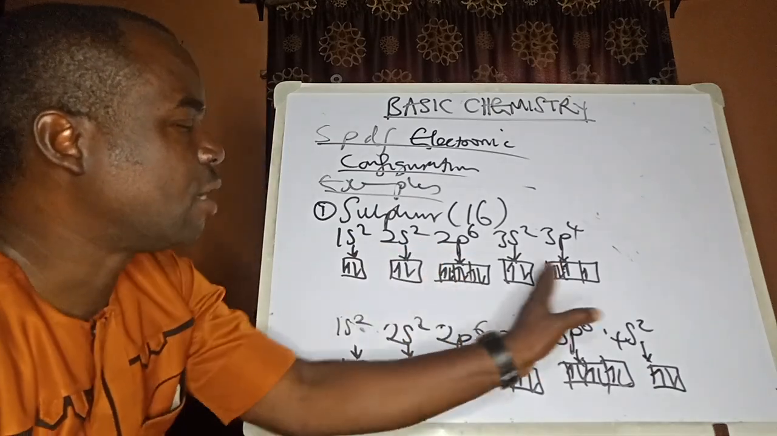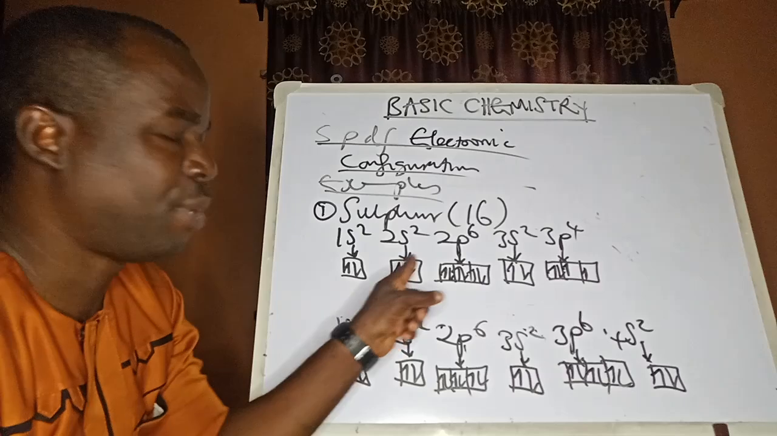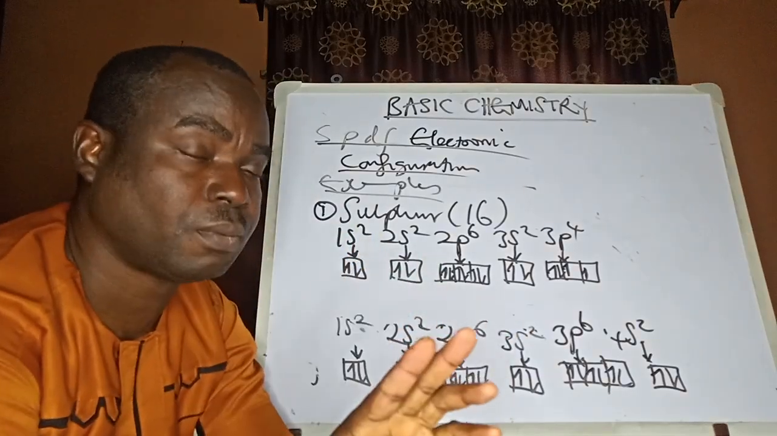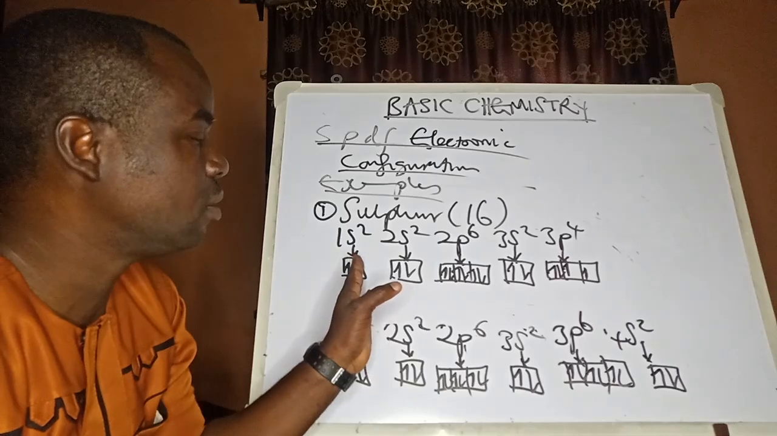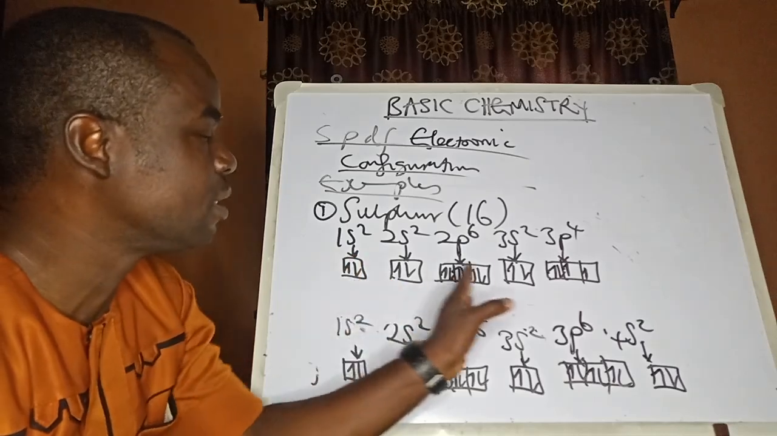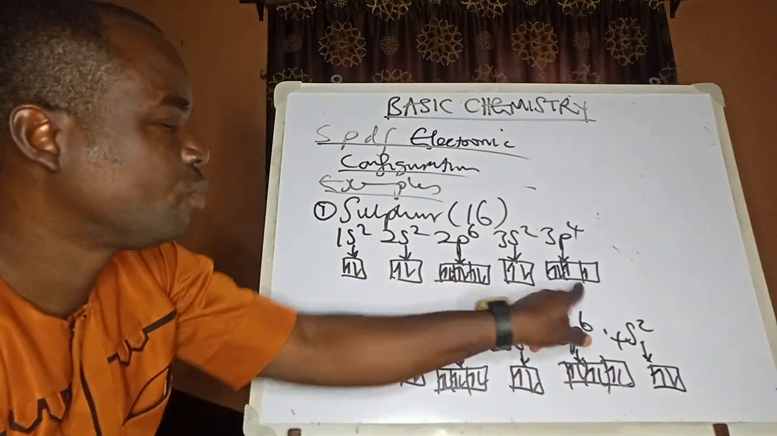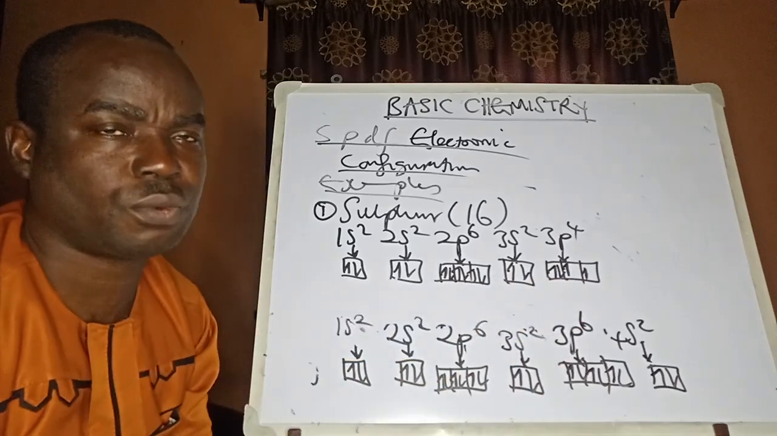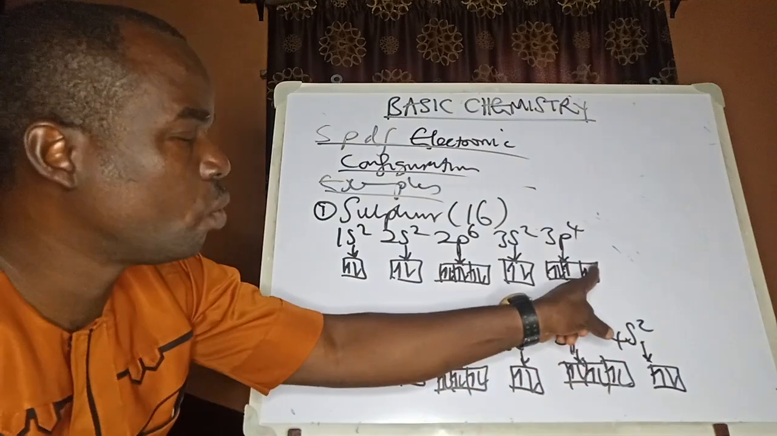If you look at this now, you notice that all these electrons are paired. Paired means that they are two, two. They are double. But after all these electrons that are paired, you can see that this electron is lonely, or is alone, or is single. This one is also single.